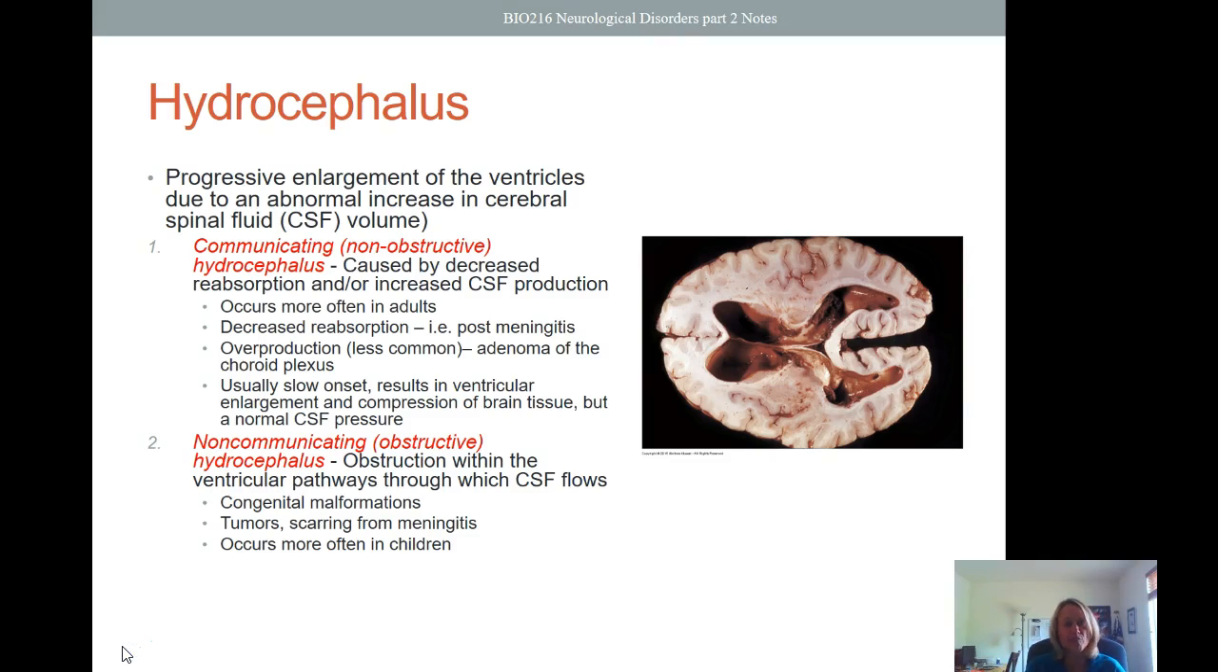Hydrocephalus occurs when we have progressive enlargement of the ventricles, shown here, due to an abnormal increase in cerebral spinal fluid volume. There's 2 types, communicating or non-obstructive hydrocephalus. This is caused by either a decreased reabsorption and or an increased production of cerebral spinal fluid. This form occurs more often in adults. Decreased reabsorption occurs like post-meningitis. Overproduction is less common, and this can occur with a tumor of the choroid plexus.